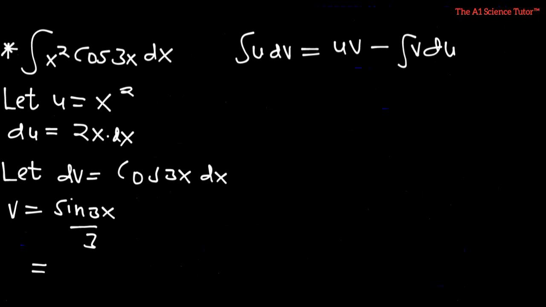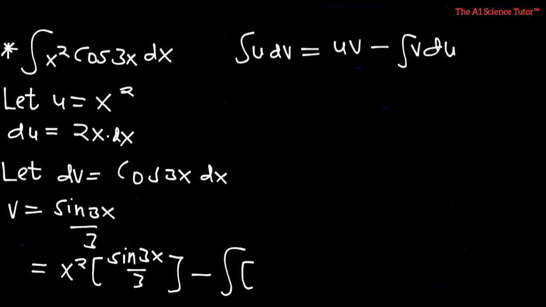Now we have u, which is x squared. That will be multiplied by v. So v in this case is sine 3x over 3. Now we have minus the integral of v once more, which is sine 3x over 3. Now we have du. So du, that is 2x dx. Now as you can see, we happen not to be done yet because we have another variable here with another variable in that place. So that makes it that we would need to start another integration by parts.